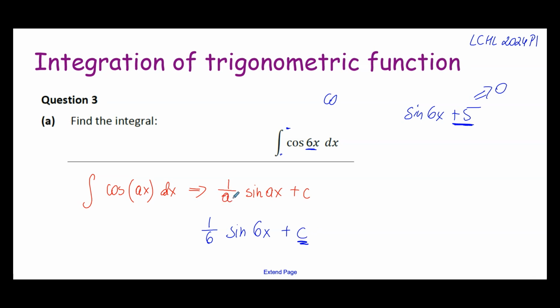And this formula is not in your table, so it is worth taking a note of that and looking at it before your exam to just remember that that's how we do it.